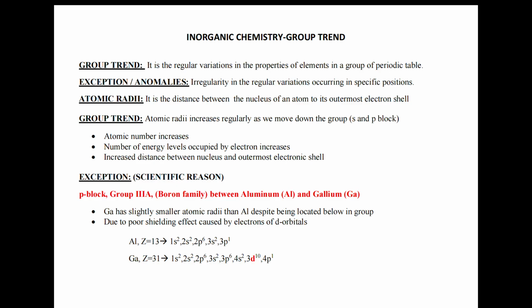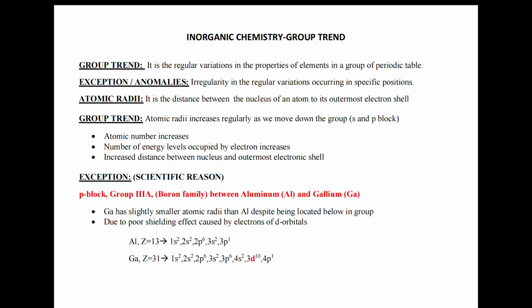For the group trend of atomic radius, we know that as we move down the group, the number of protons increases. That means the atomic number increases. As the atomic number increases, the number of energy levels occupied by the electrons also increases because electrons reside in energy levels. Since the number of energy levels is increasing, the distance from the nucleus to the outermost electronic shell is also increasing.